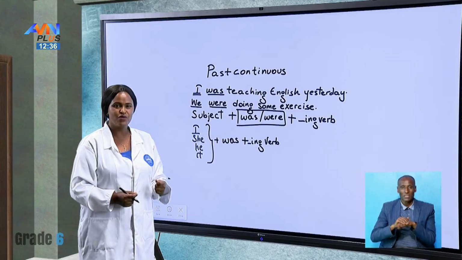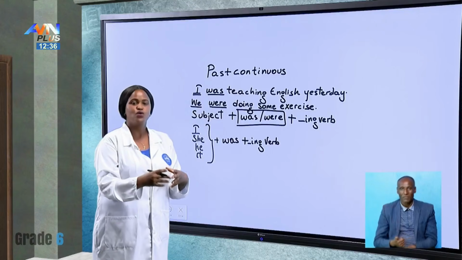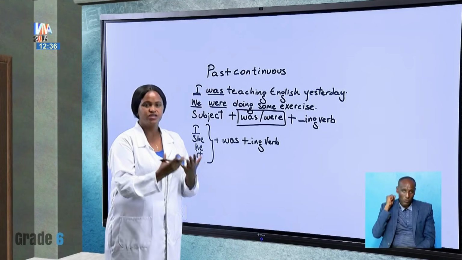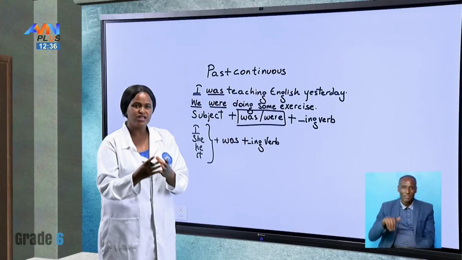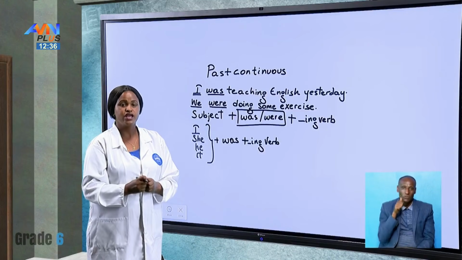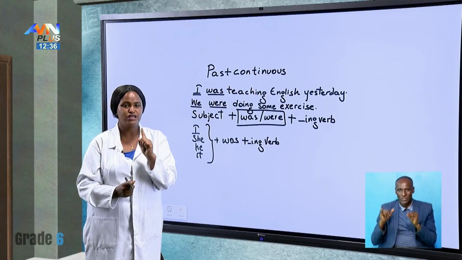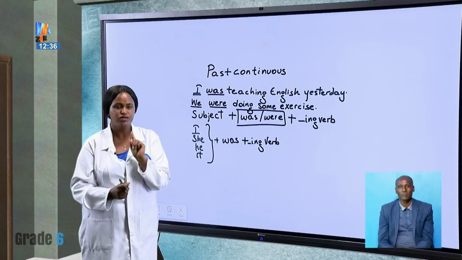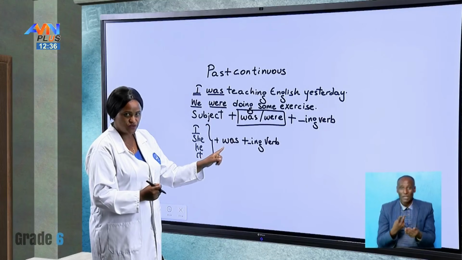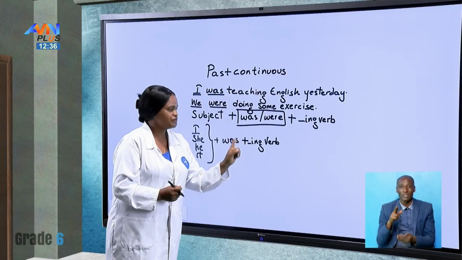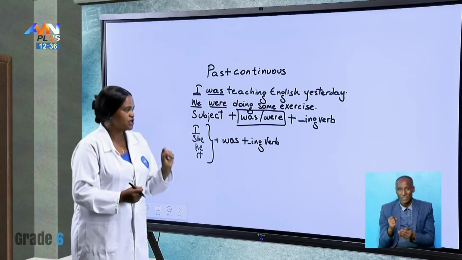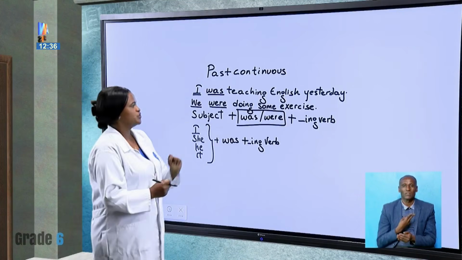Or you can say what? Abebe was teaching English yesterday. Or Ayantu was teaching mathematics. You see? If you are using a single or a singular noun, then the auxiliary we use is was. Don't forget, always in a continuous tense, our verb is ING form. Let's go to the plural ones.